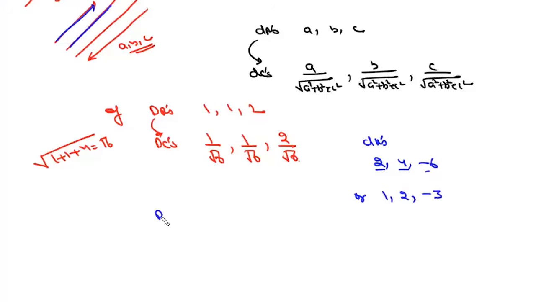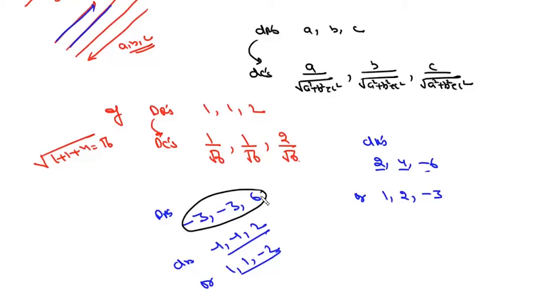Or if we have direction ratios as minus 3, minus 3 and 6, then we can take direction ratios as either minus 1, minus 1, 2, or if we divide it by minus 3, we can take them as 1, 1 and minus 2. So for direction ratios, we need not take minus 3, minus 3 and 6. We can choose minus 1, minus 1, 2, we can choose 1, 1, minus 2, or we can choose any other numbers which are proportional to these three numbers as direction ratios.